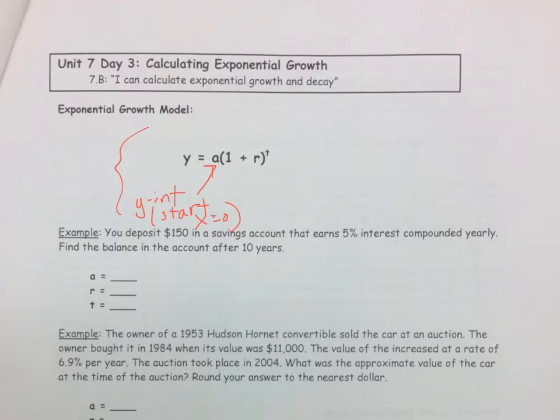Okay, in this model, yesterday we said in our class that this whole thing was B. Okay, so that was the growth factor. Right now we're talking about the growth rate. Okay, so this is the rate of growth, usually given as a percent. Okay, so usually it's a percent. That's going to be important.